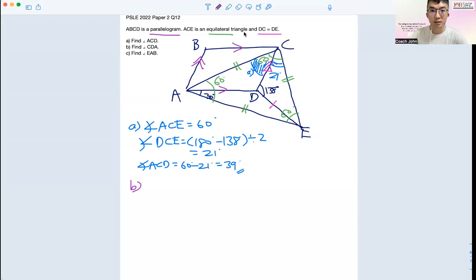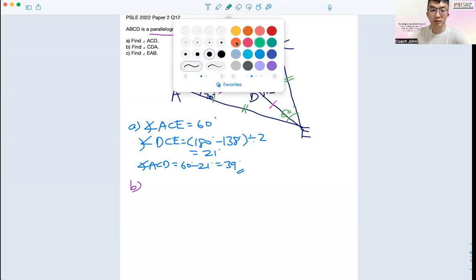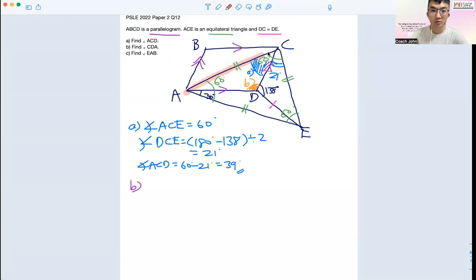Let me use another color, maybe orange. So this is what you need to find. Just do a shading, and then this is B. Right now, you can see that the closest way to find it is to make good use of the angles within a triangle. Why? Because we have A already. And remember that A is used to find B, so we've got to use A.